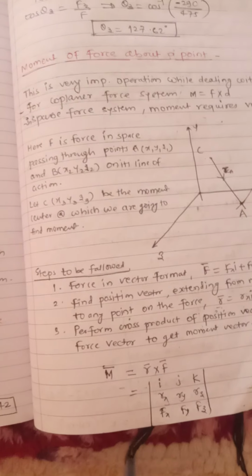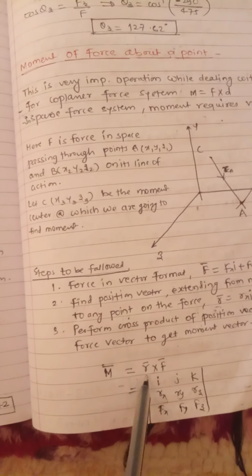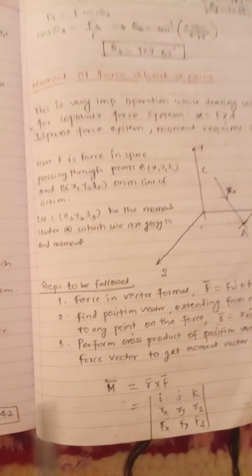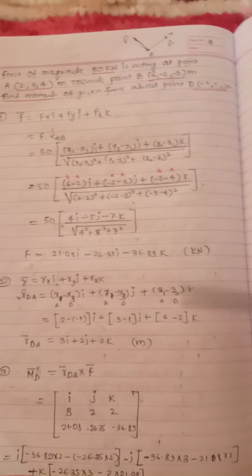Simple determinant you are supposed to find out. Your job is to find the unit vector for R and the unit vector for F. The steps are very much given to you. Then we solved this problem also. I have taught you how to solve this problem.